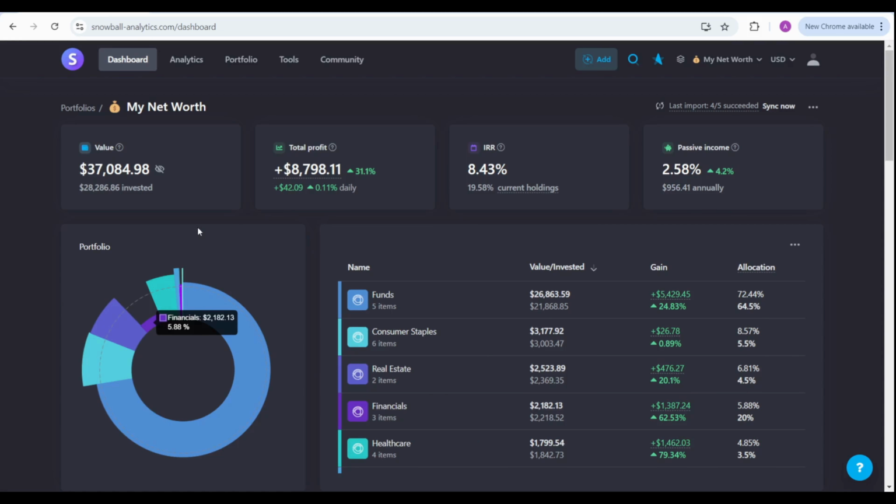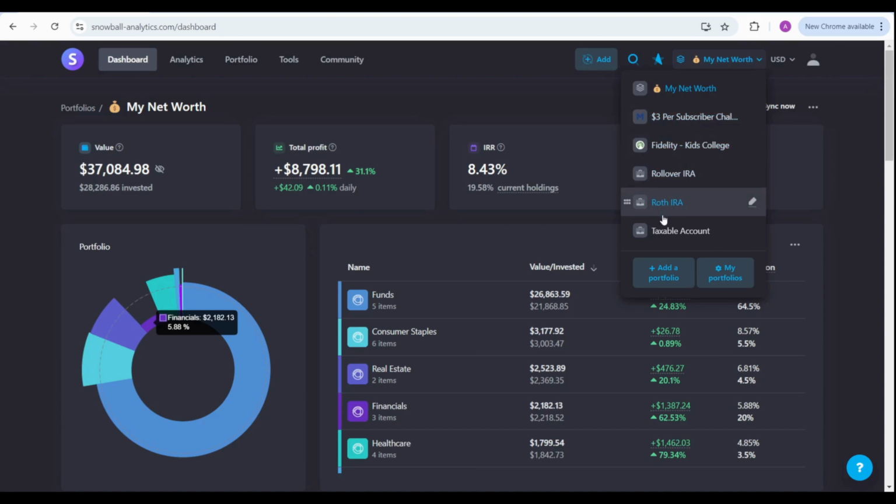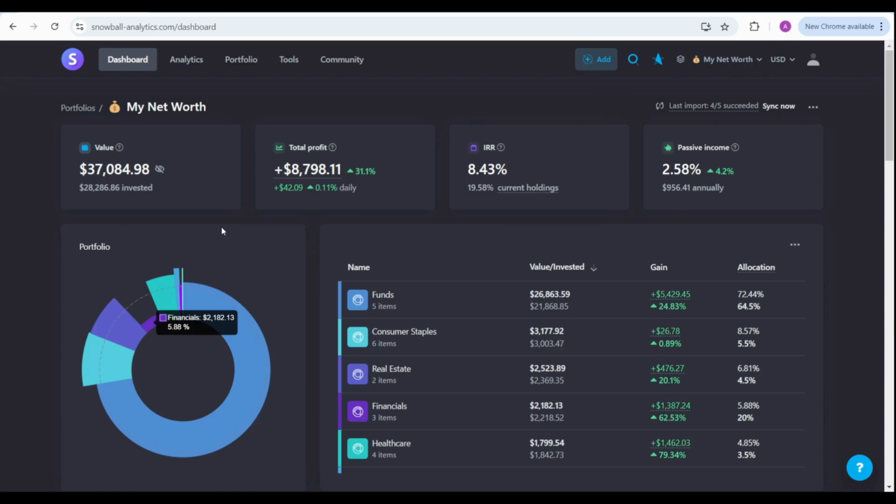These are all from my portfolio or multiple portfolios because they are linked together. And as you can see right here, I do have a handful of portfolios. So this is what your dashboard is that you're going to see when you first log in. So you're going to see the total value of your portfolio and then the actual value that you've invested. You'll see your total profit and then your day profit. You have your IRR and then your passive income number, which is going to be your total passive income for the next year. And then this 2.58 is the total percentage of passive income that I am receiving.